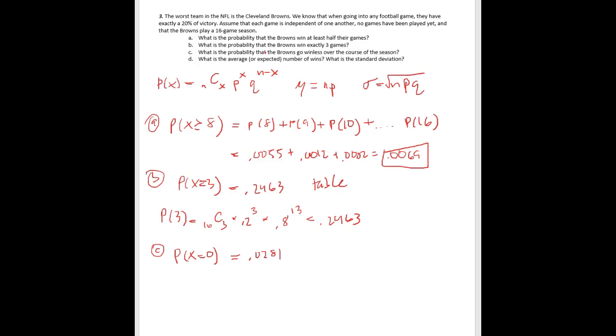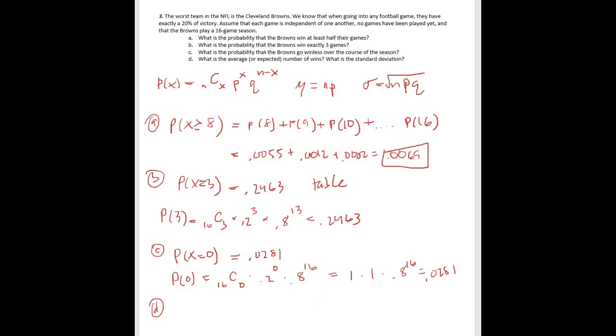0.0281. If we wanted to calculate that, we just say the probability of 0 is 16 choose 0, times 0.2 to the 0, times 0.8 to the 16. 16 choose 0 is just 1, 0.2 to the 0 is just 1, and then 0.8 to the 16 is going to be the 0.0281. Cool. All right, and then D is just, hey, can you use the formulas that are given?